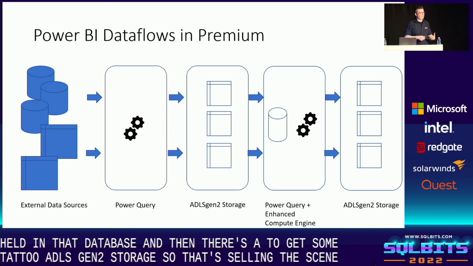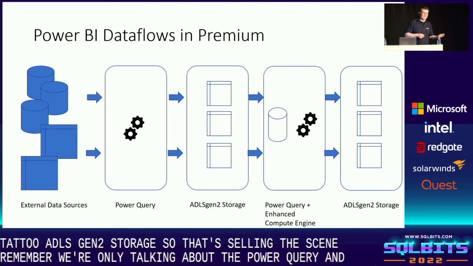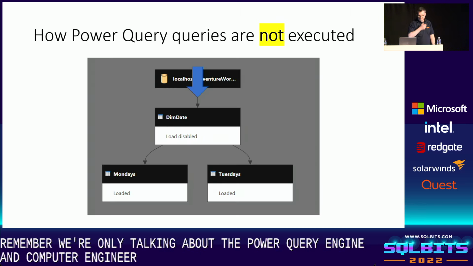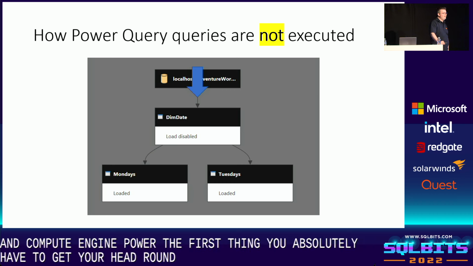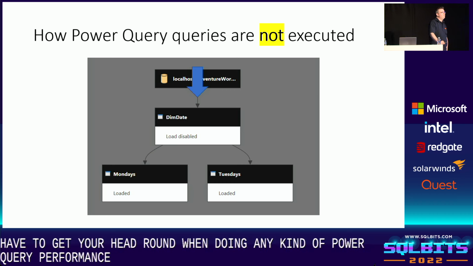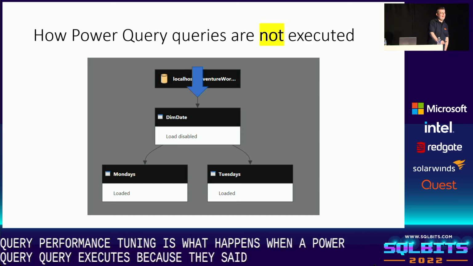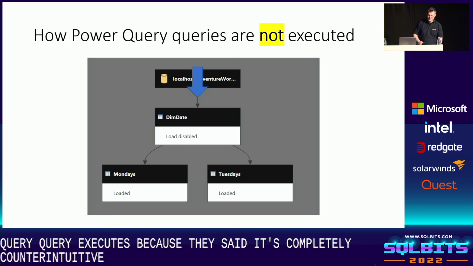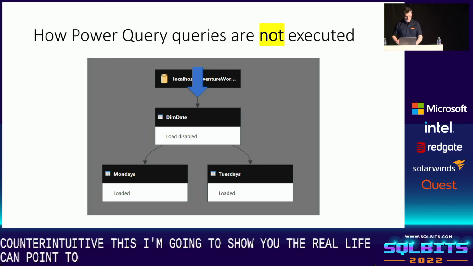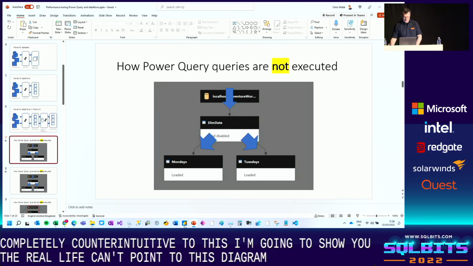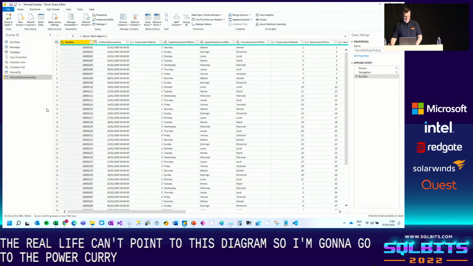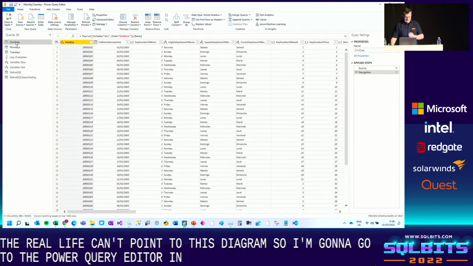Remember, we're only going to be talking about the Power Query engine, and the Enhanced Compute Engine counts as Power Query. Now, like I said, the first thing you absolutely have to get your head around when doing any kind of Power Query performance tuning is what happens when a Power Query query executes, because, as I said, it's completely counterintuitive. Before we go on to this, I'm going to show you the real-life counterpoint to this diagram. So I'm going to go to the Power Query editor in Power BI Desktop.